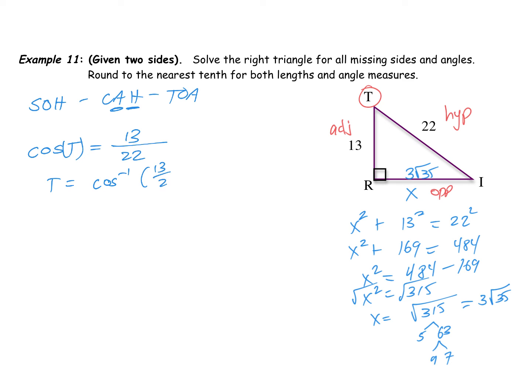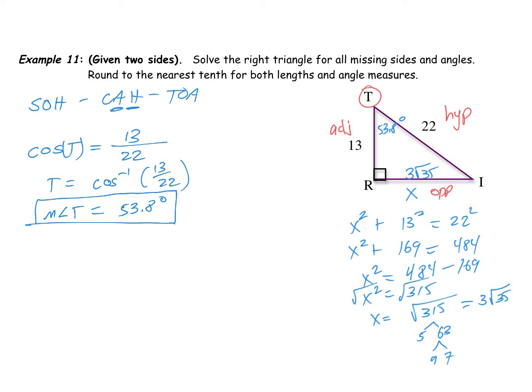In order to determine what the measure of angle T is, we can take the inverse cosine of both sides of the equation. So we have T is equal to cosine inverse of 13/22. If you enter that in your calculator, you'll find that the measure of angle T is 53.8 degrees. Make sure your calculator is in degree mode if you want the answer in degrees. So the measure of angle T, I'm going to write that in, is 53.8 degrees.